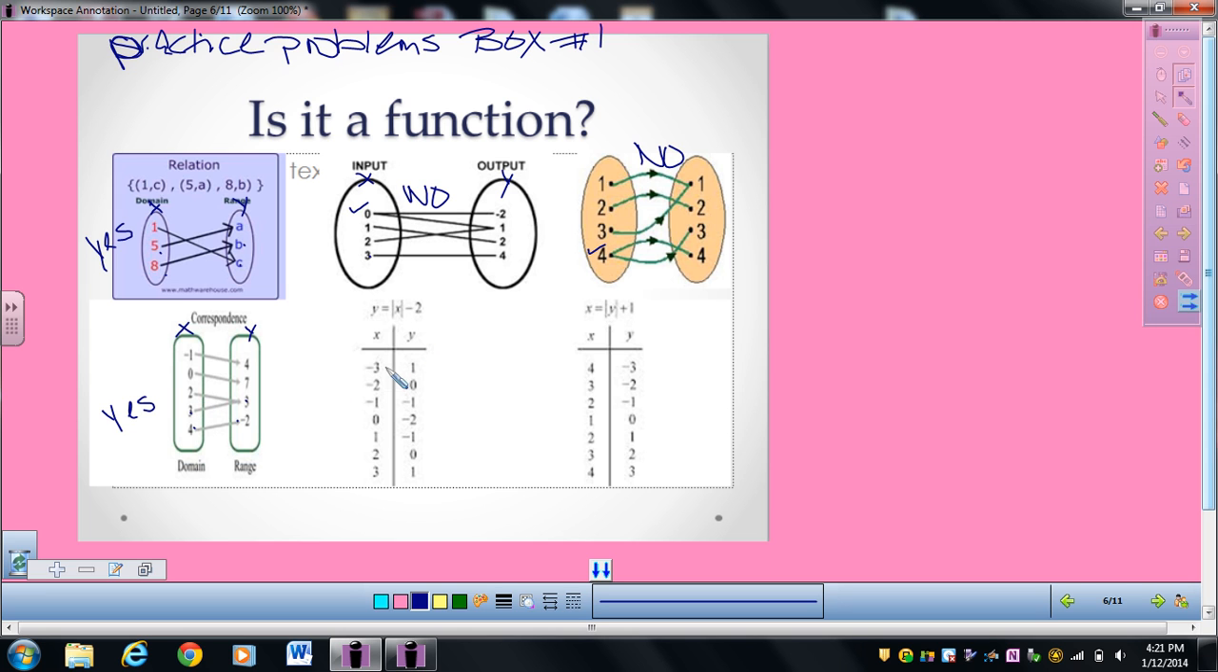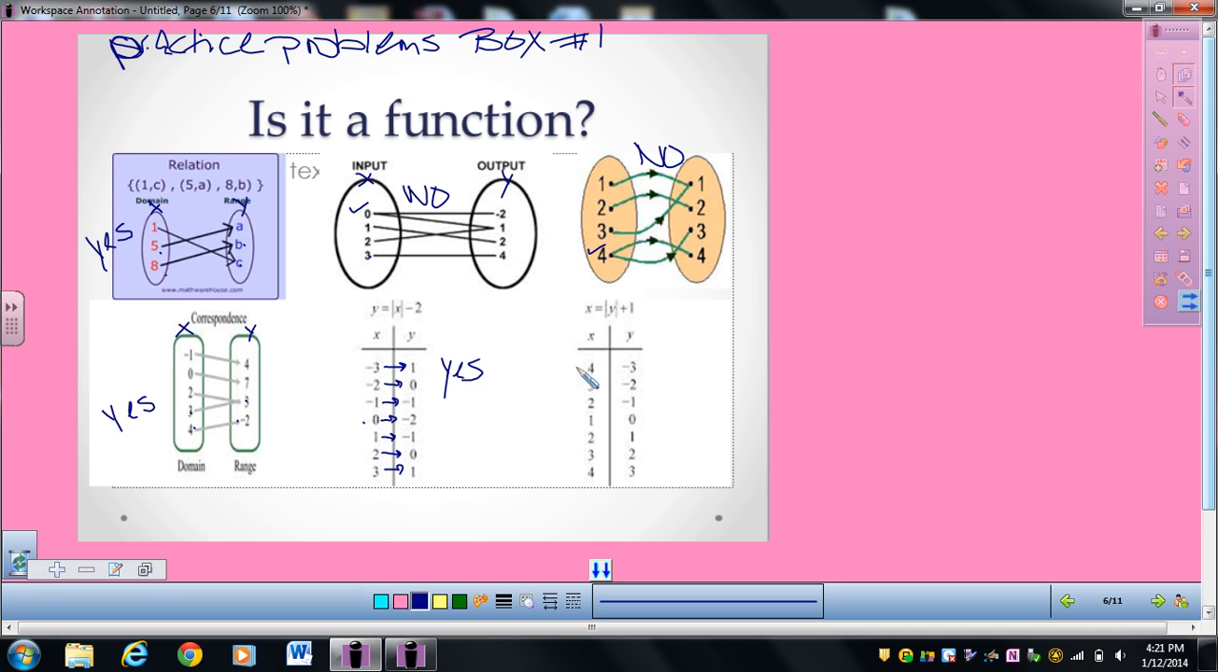Okay, let's look at this one. -3 goes to -1, -2 is to 0, -1 is to 1, 0 is to -2, 1 is to -1, 2 is to 0, and 3 is to 1. I have nothing over here that repeats itself, so that would make that yes a function.